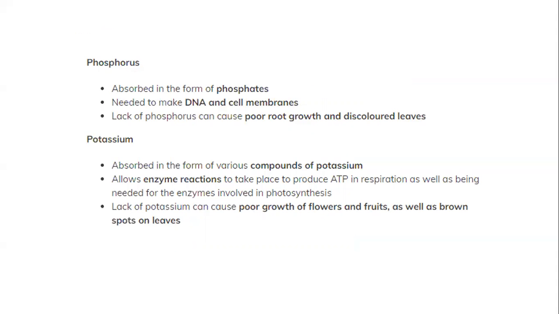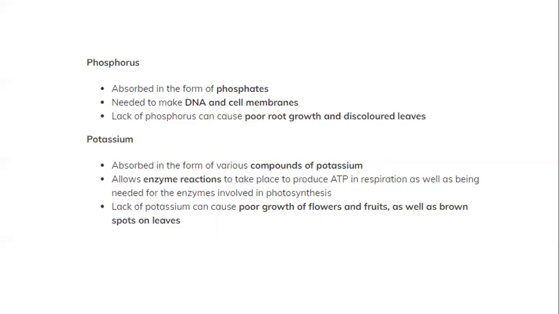Now this is phosphorus. Phosphorus is absorbed in the form of phosphates, PO4 3-. They are needed to make DNA, and they are constituents of the cell membrane. Lack of phosphorus can cause poor root growth and discolored leaves. Potassium is absorbed in the forms of various compounds of potassium. They allow enzymatic reactions to take place to produce ATP in cellular respiration, and they are also needed for the enzymes involved in photosynthesis.